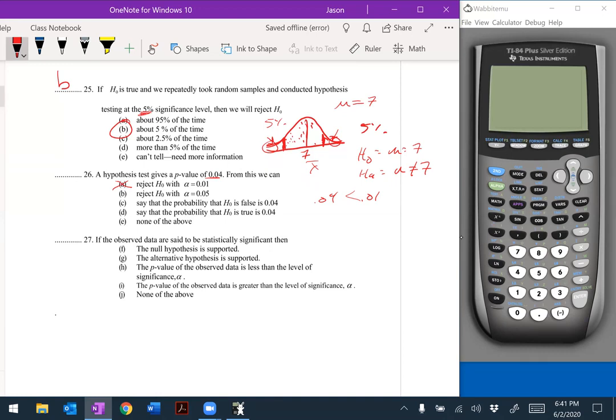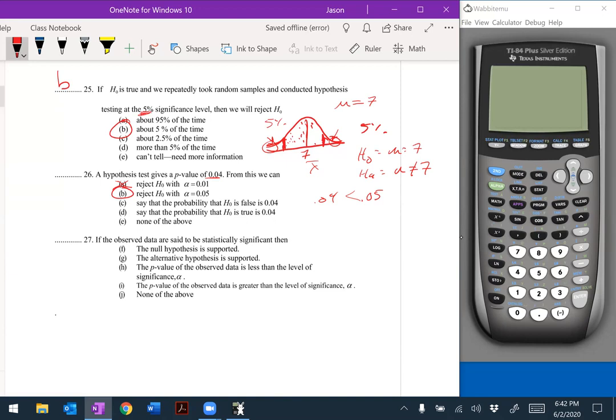We would reject H0 if alpha is 0.05. Yeah, 0.05. We would reject H0 with alpha equaling 0.05.